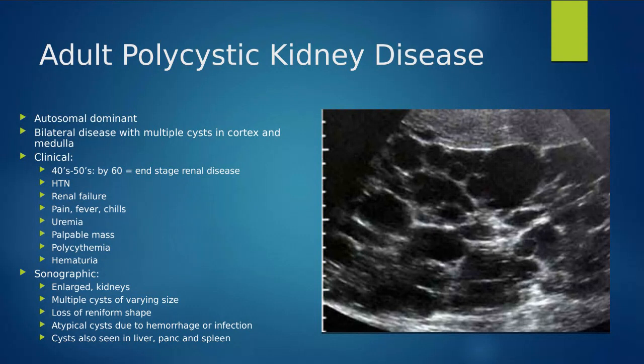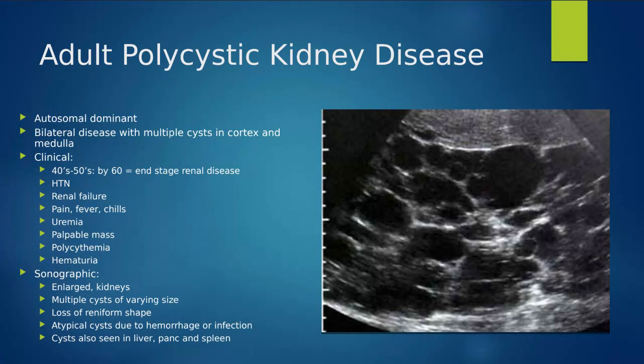On ultrasound, we're going to see enlarged kidneys with tons and tons of cysts, varying size. We're going to be losing our normal kidney shape. Our cysts, depending on how old they are, can have an atypical appearance depending on if they're degenerating, if they're infected, if there's a stone nearby, if one of the cysts is bleeding out or it's a hemorrhagic cyst. So we want to make sure that we are at least evaluating all of the cysts. We're not measuring all of the cysts.